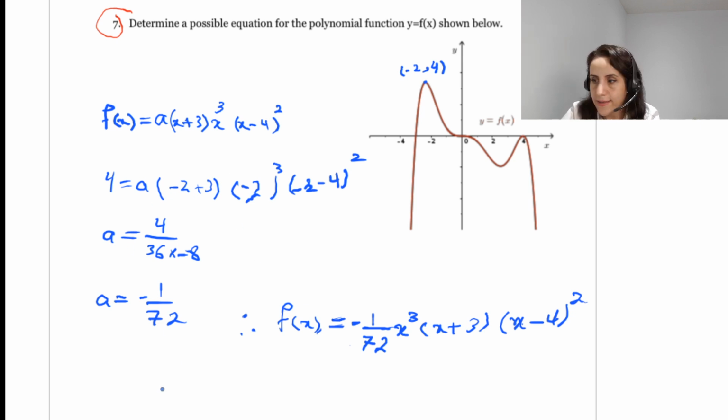Then I calculated a, and then I wrote down the actual answer there. On a previous question, we were just writing the rough equation, but here if you have just one extra point than your x-intercepts, you can write down the actual function for your graph.